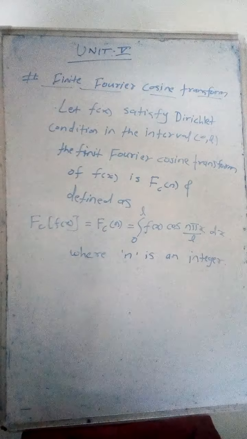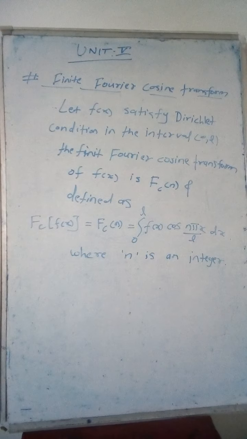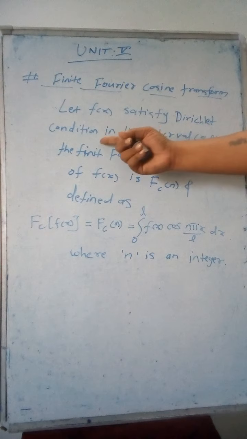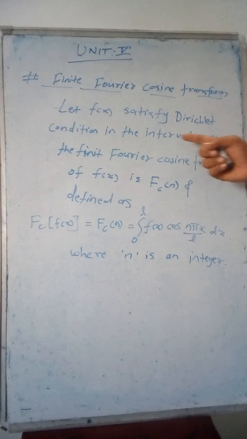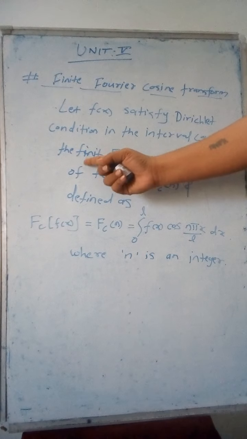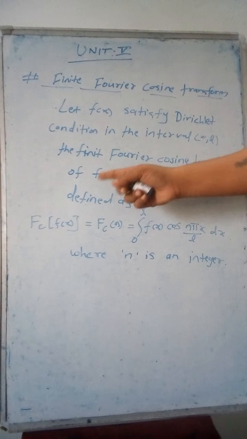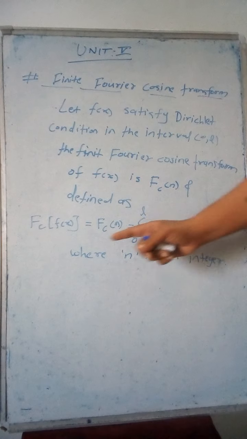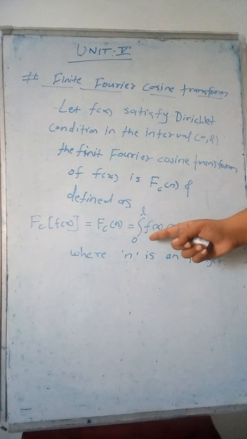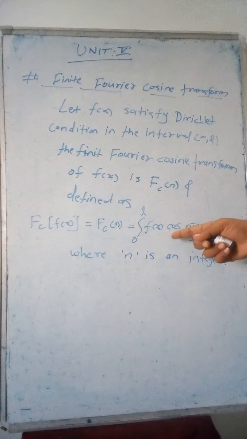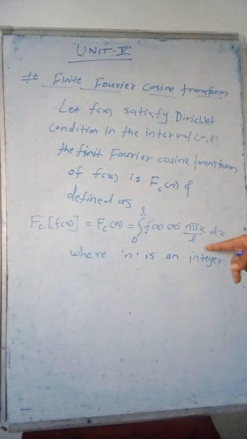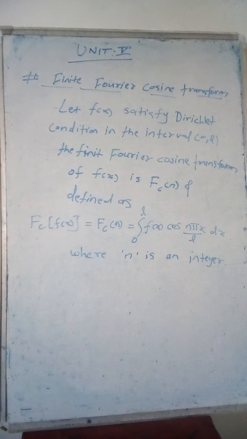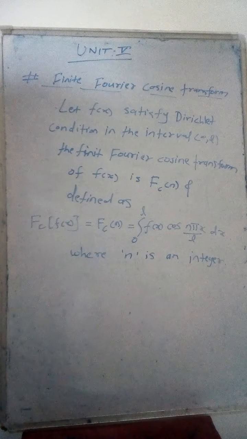Finite Fourier cosine transform. Let f of x satisfy Dirichlet condition in the open interval 0 to L. The finite Fourier cosine transform of f of x is Fc of n, C stands for cosine, and defined as Fc of f of x is equal to Fc of n, which is equal to the integration 0 to L f of x cos n pi x upon L into dx. Here n is an integer.